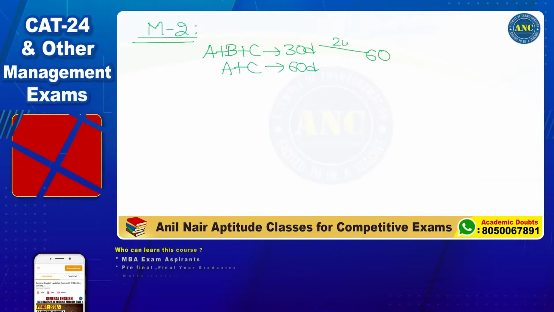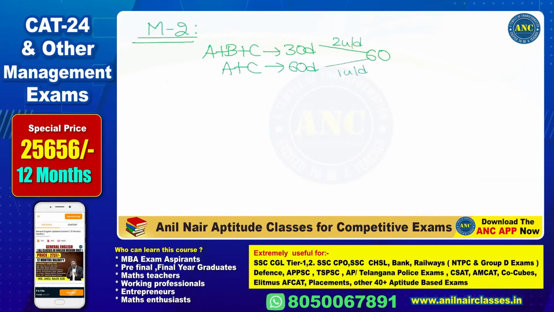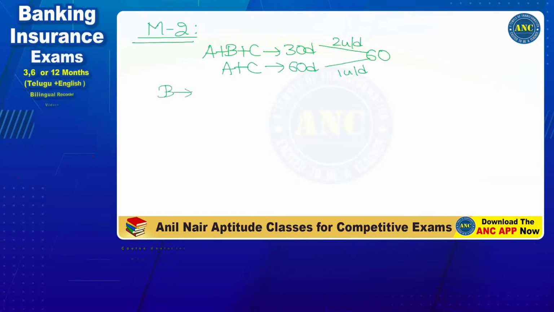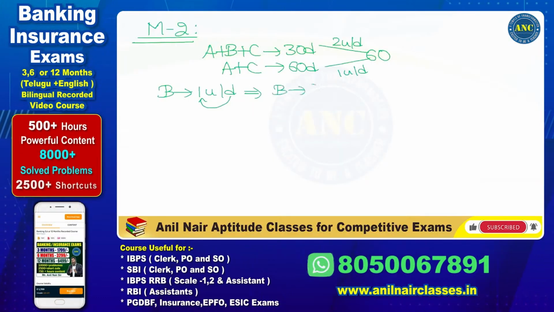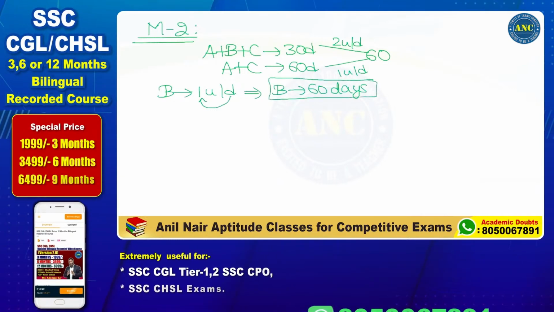So this is 2 units per day. This is 1 unit per day. So B's capacity we can find from this. B's capacity will be 1 unit per day. In one day he can distribute 1 chocolate to complete 60 chocolates. So B individually, if he is working, will take 60 days to complete the task. Now this is absolutely the same thing as method 1.